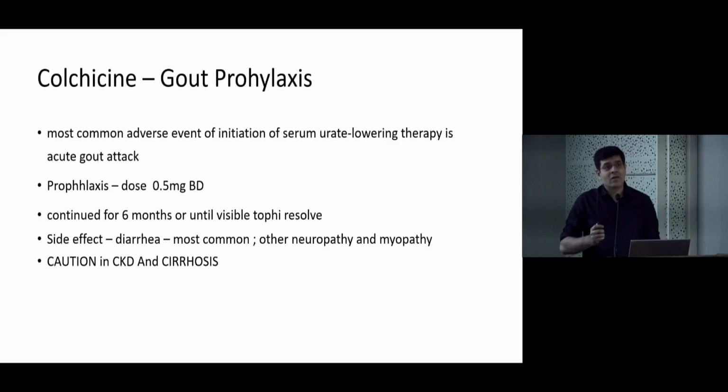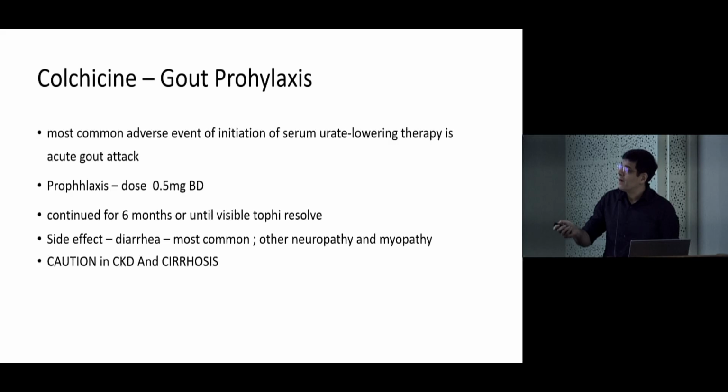So anything that not only causes the uric acid to go up, but even come down. So when you start your urate lowering therapy, that potentially can cause a gout episode. So colchicine is very useful, and we give it at 0.5 BD for 6 months or until the tophi resolves. And the most common side effect is the diarrhea.